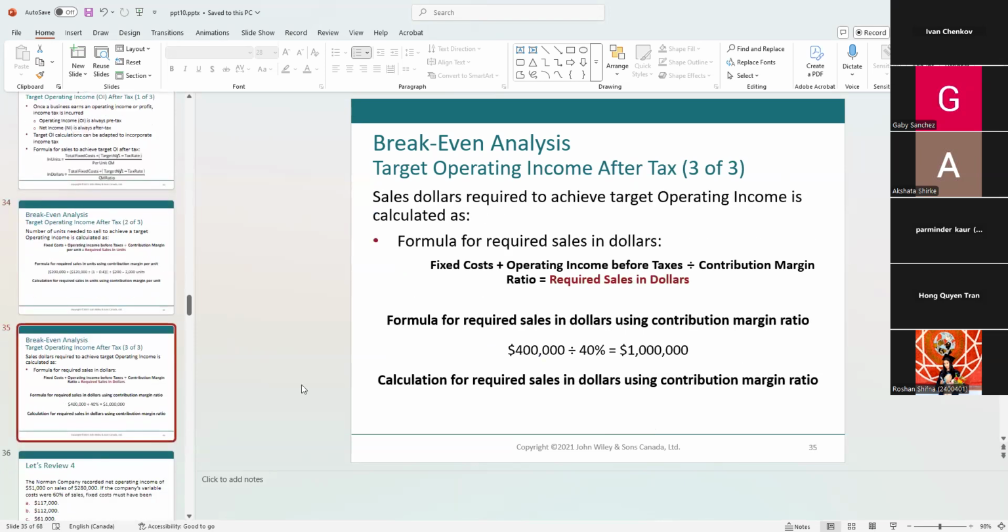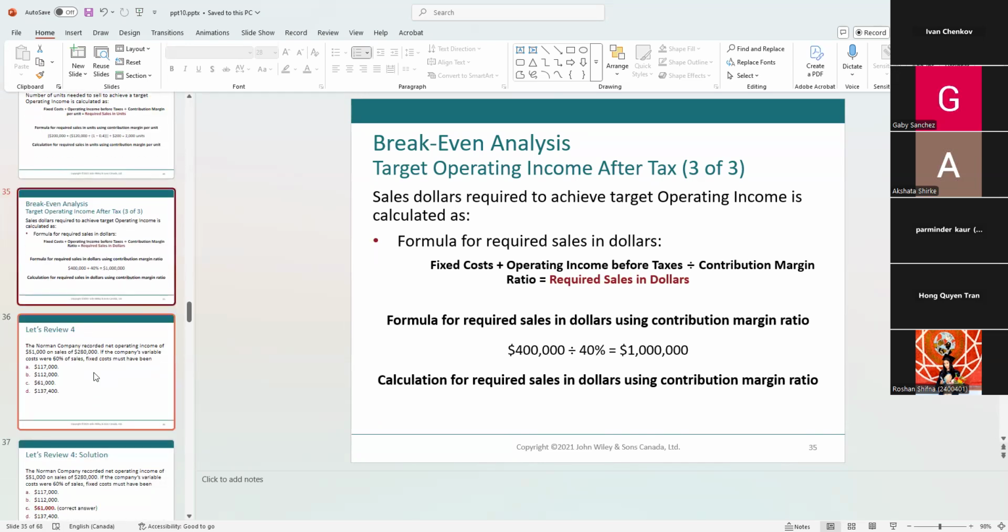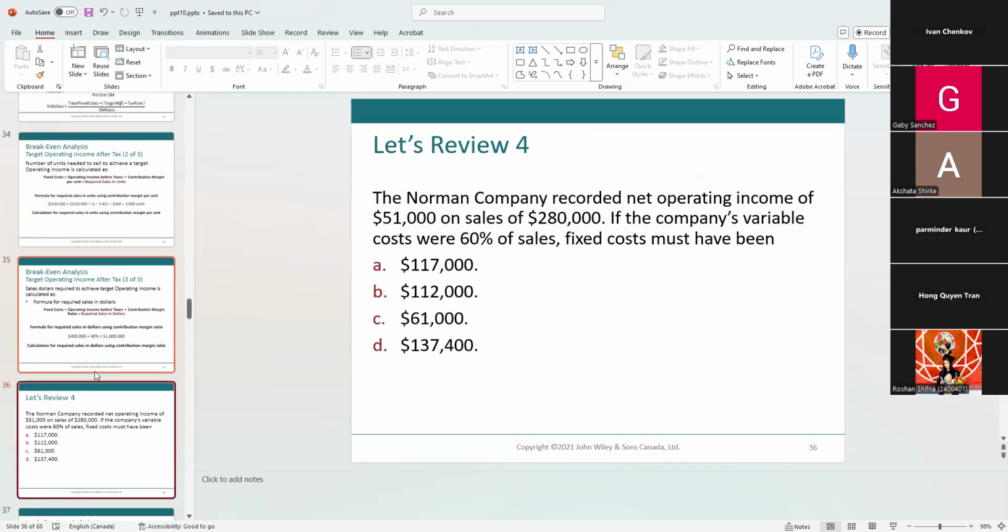Now, if you run the formula, if you have to do the entire calculation, do it at home and see if you get what you want. Now, let's go with this one. Let's apply this one practical question and let's apply the formula on what we learned right here. This company recorded net operating income of $51,000. Of the sales, 280. If the company variable cost was 60% of the sales, how much must be the fixed cost?